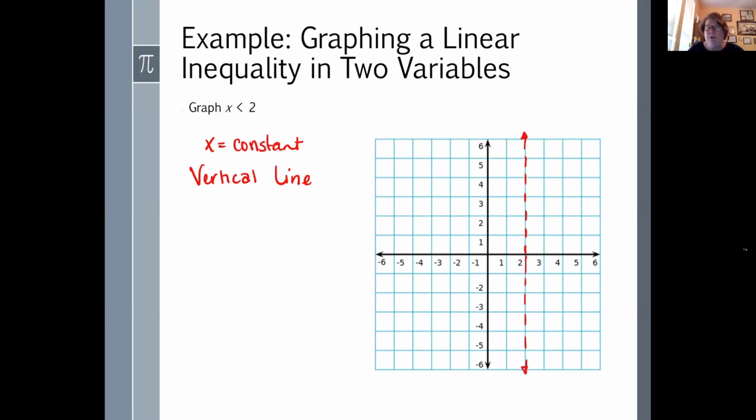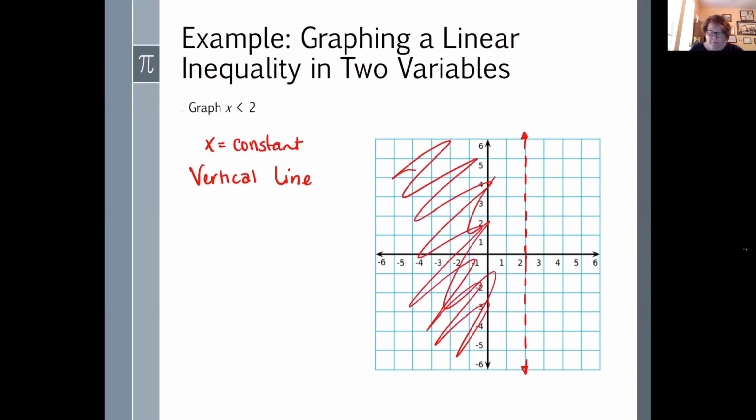Now, do I shade to the left or do I shade to the right? Well, since it's less than, we're going to shade to the left. Less than would be to the left of this line. Now, you could pick a test point. Again, pick 0, 0. And 0 works. That is a true statement. So since it's true, we're going to shade the half plane that contains the test point. So we would shade to the left of our dashed line.